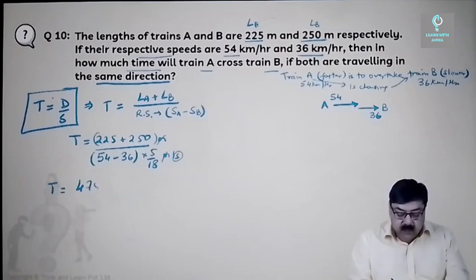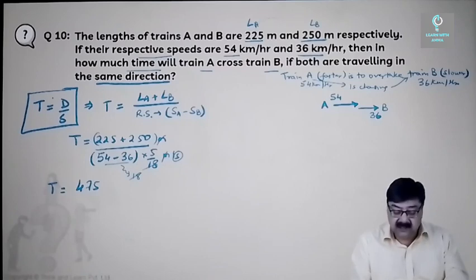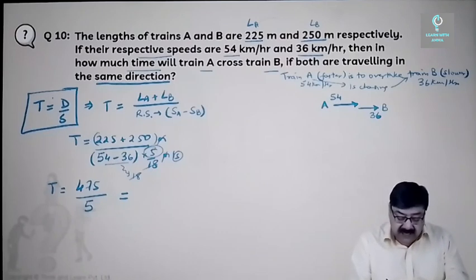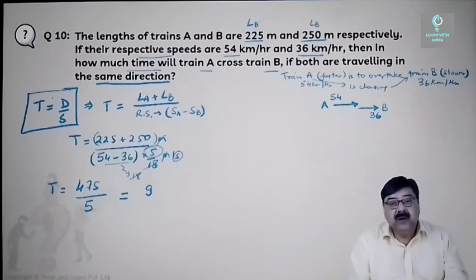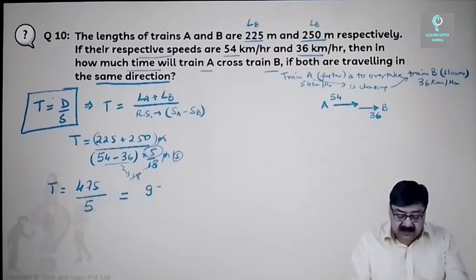So time becomes 475. Now 54 minus 36 is 18. So this and this 18 will cancel. We'll be left with only 5. So 475 by 5 is what we are left with. So 5 nines are 45, 25 remains. So 5 fives are 25.